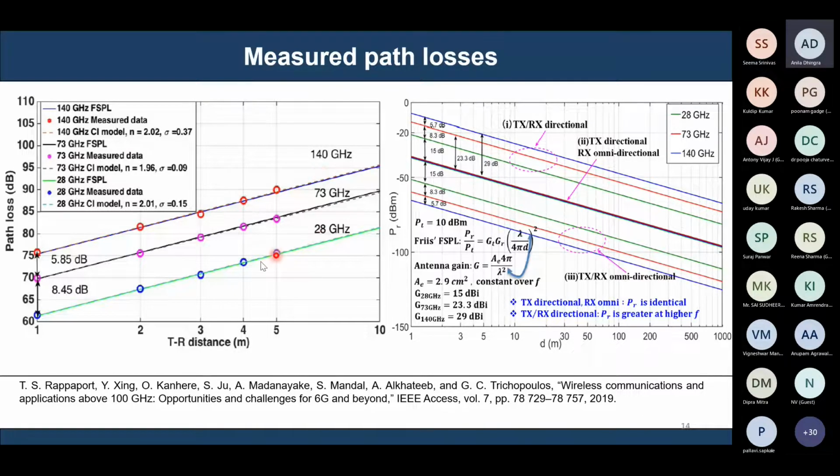So let's say 5G: this green line shows my 5G right now.